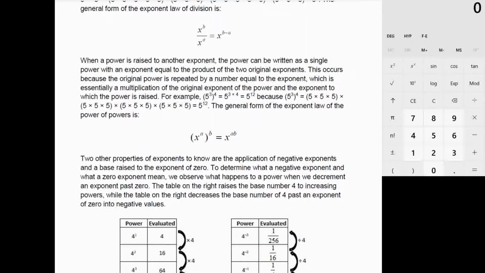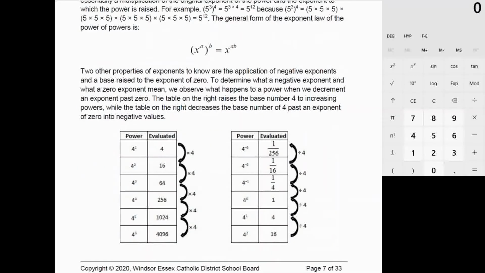And you can see how this occurs. Here it's 5 times 5 times 5. I repeat that 4 times. And if I do 3 times 4, I'll have 12 5s altogether. So there's two other properties that we'll need to know.